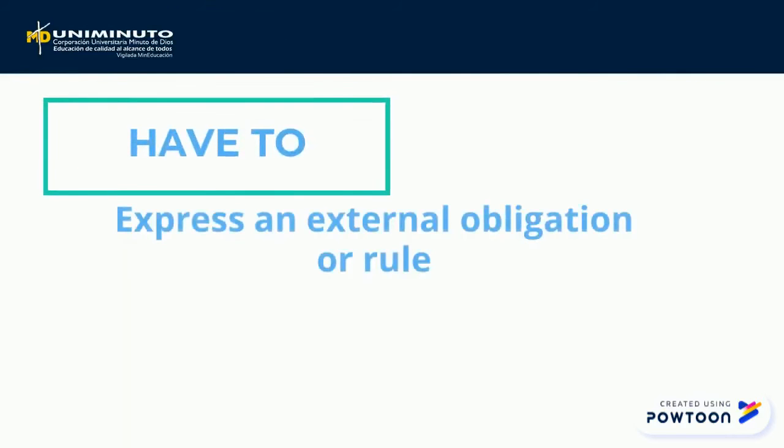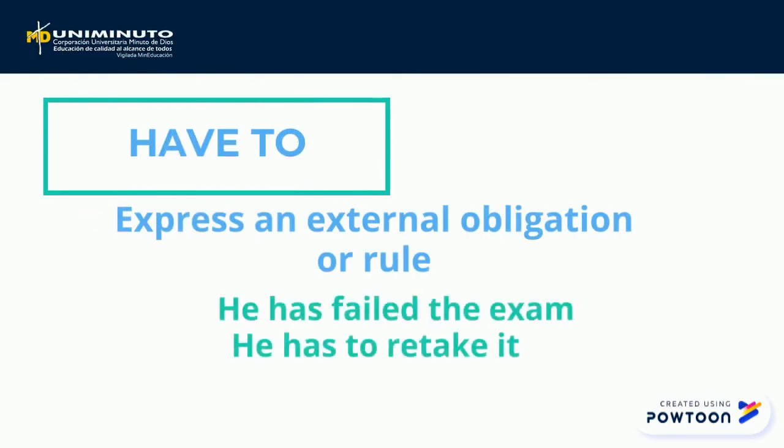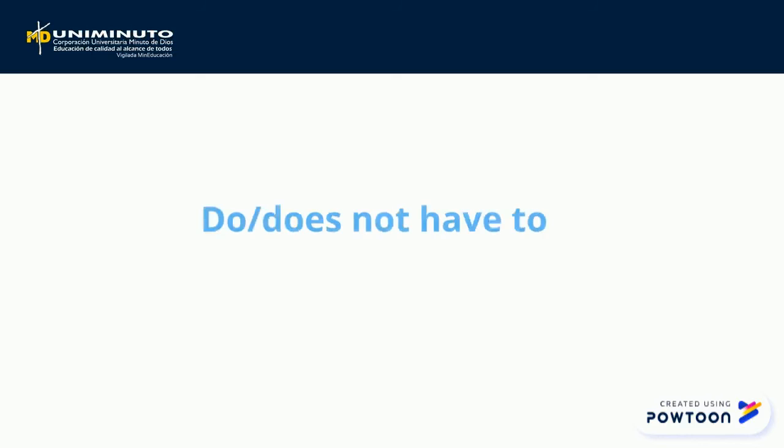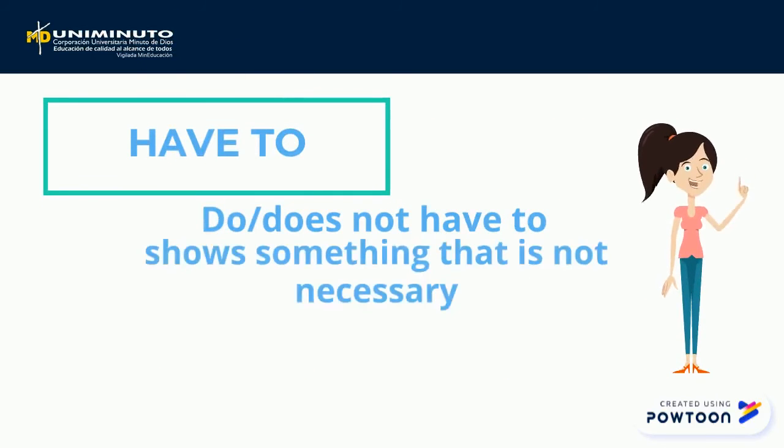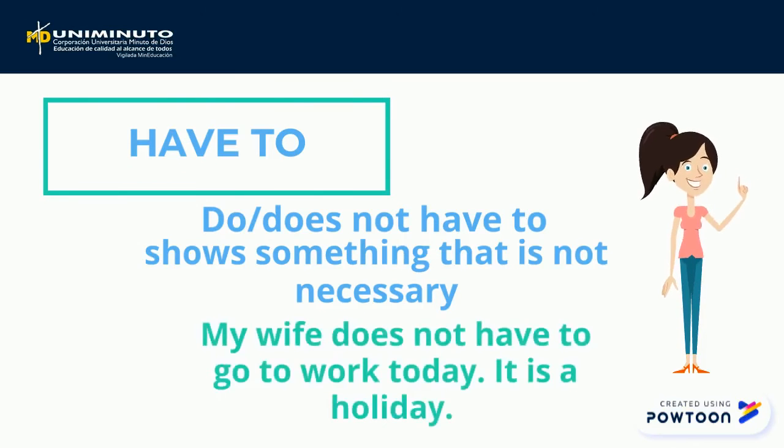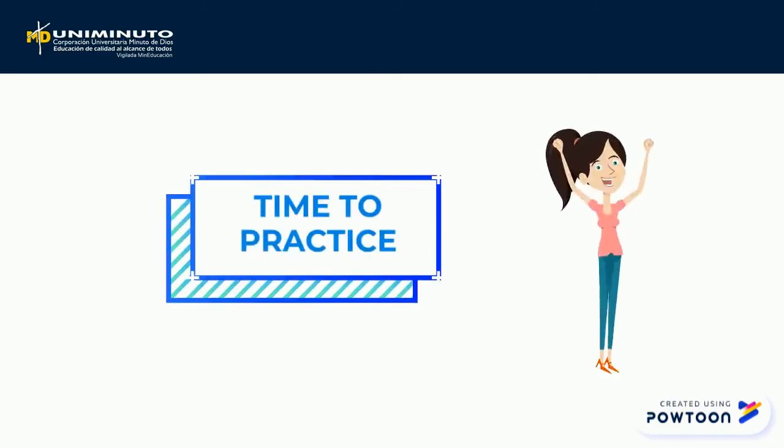Also, have to expresses an external obligation or rule. For example, he has failed the exam. He has to retake it. Do not and does not have to show something that is not necessary. For example, my wife doesn't have to go to work today. It is a holiday.